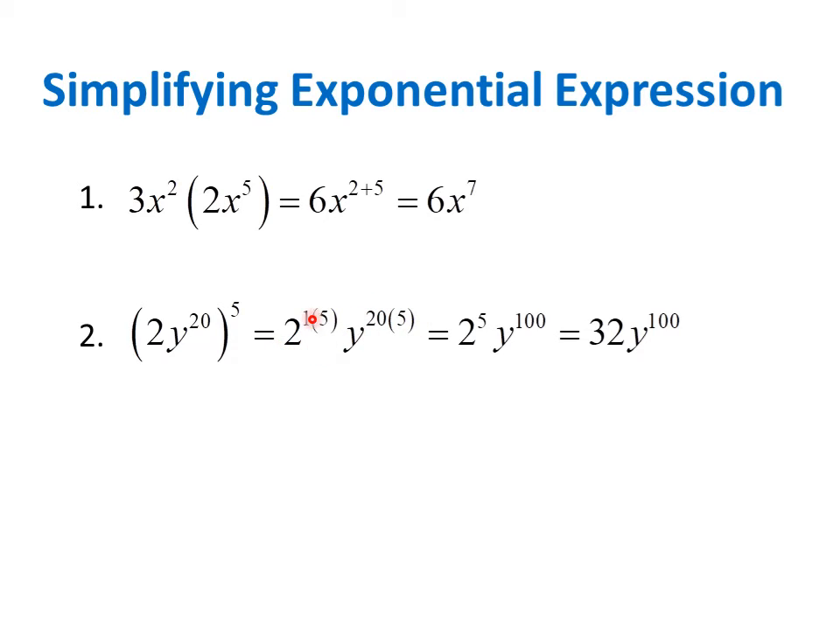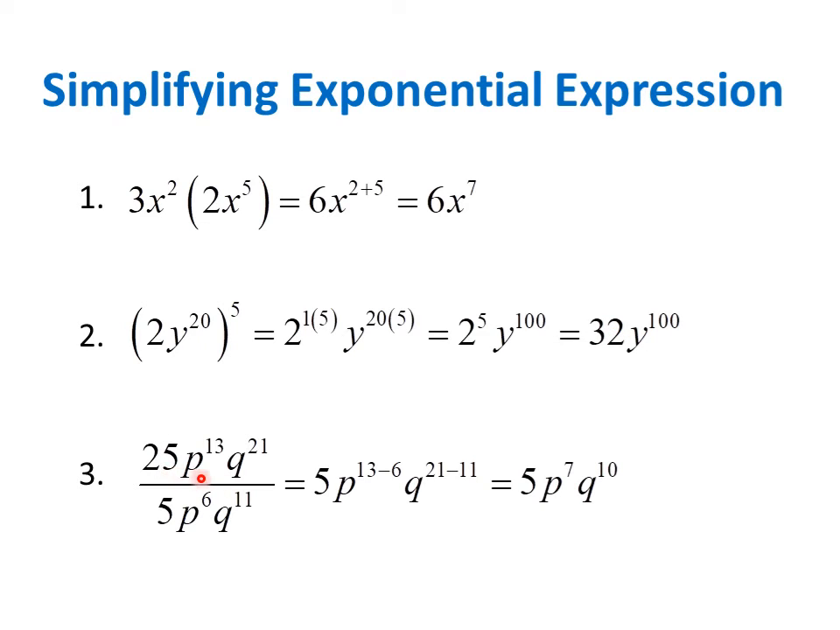Okay, if we simplify this expression, we get 2 to the 1 times 5, which is 5. And y to the 20 times 5, that is 100. Now, if we expand 2 to the 5, that is, of course, 32. And then times y to the 100.